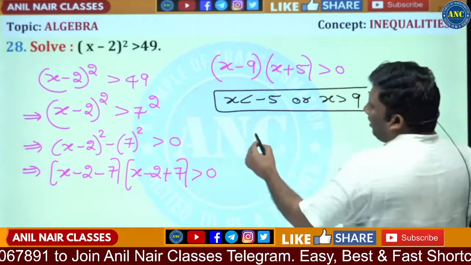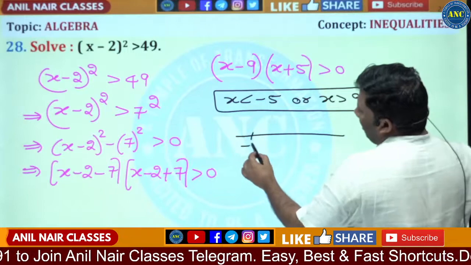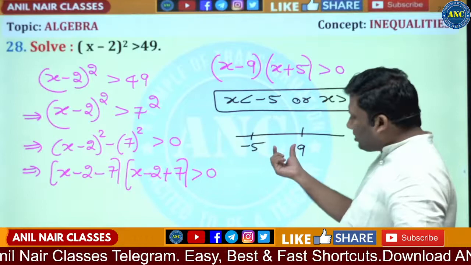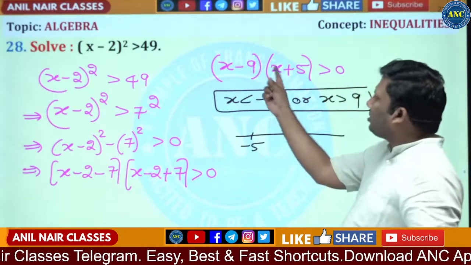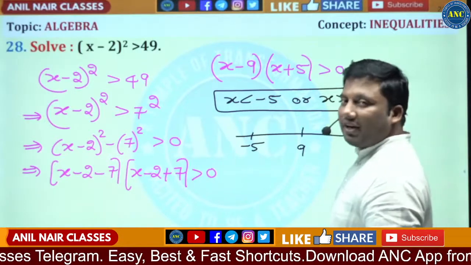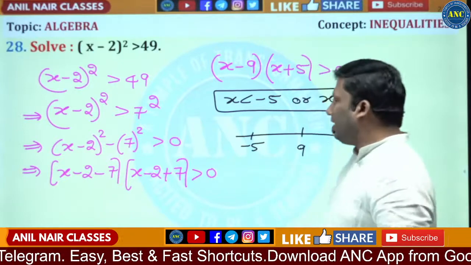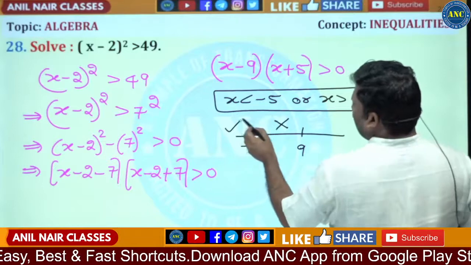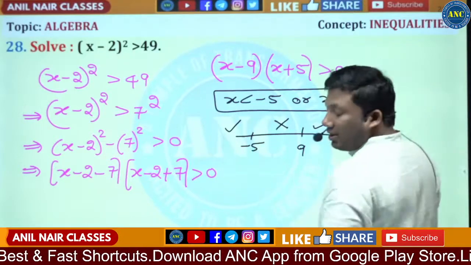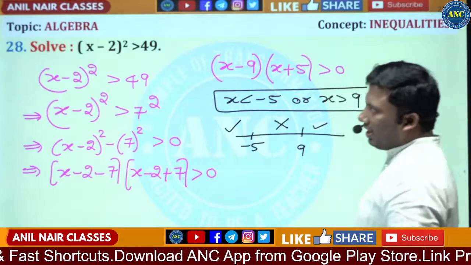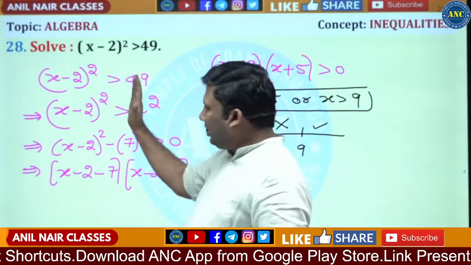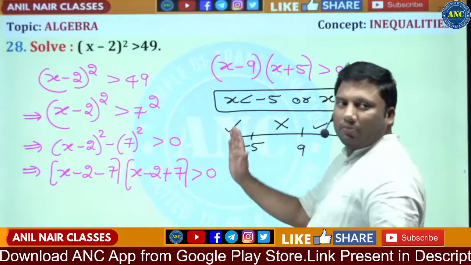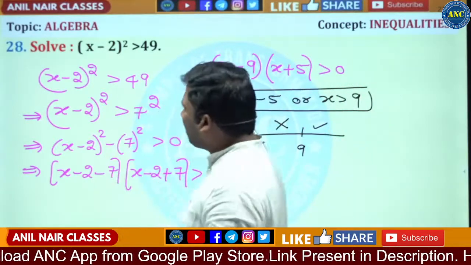How did we get it? What are the critical points of x? Critical points of x are minus 5 and 9. Take a value, for example, 0. Minus 9 into plus 5 is minus 45. Minus 45 is not greater than 0. Cross, tick, tick. So x is less than minus 5 or x is greater than 9. This is another variety of questions of the form a square greater than b square. I hope the concept is very clear to you.